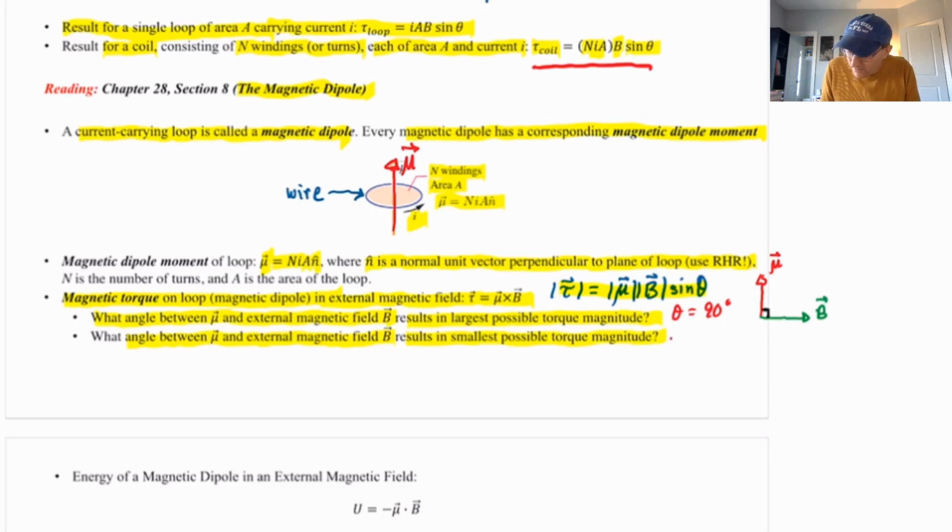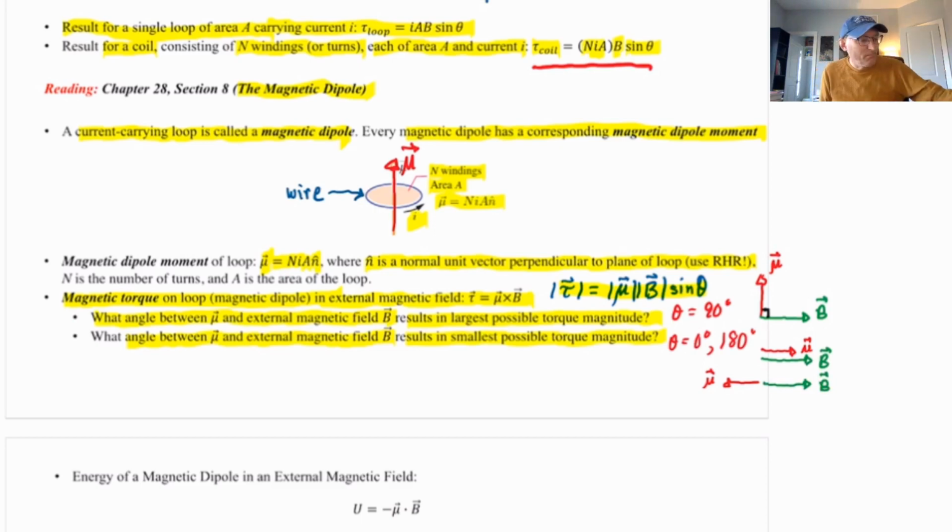Did you say two answers here? Theta could be 0 or 180. So 0 would mean the mu would be, for example, like that, and the B would be also like that. There is no torque on a magnetic dipole oriented like that. There is also no torque, 0 torque, on a magnetic dipole with magnetic dipole moment oriented exactly opposite to B, like that. So those will give you the minimum torque magnitude, namely 0.